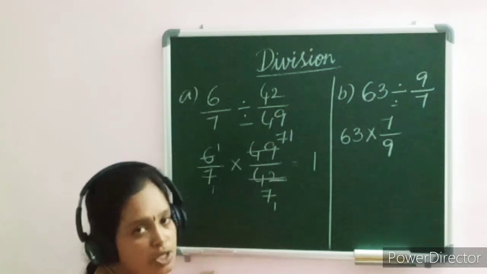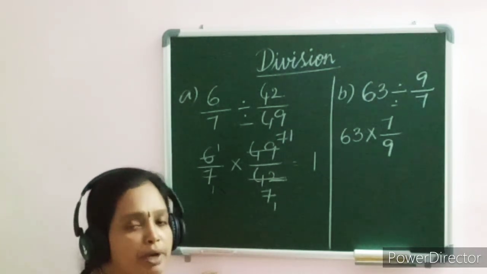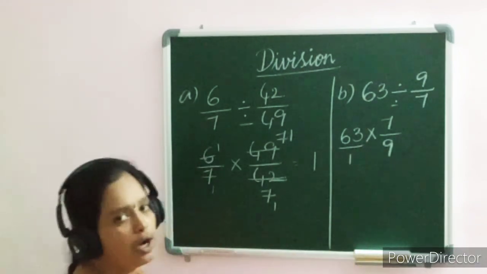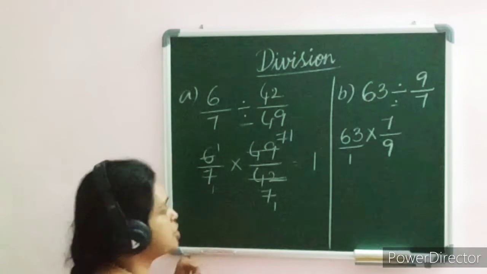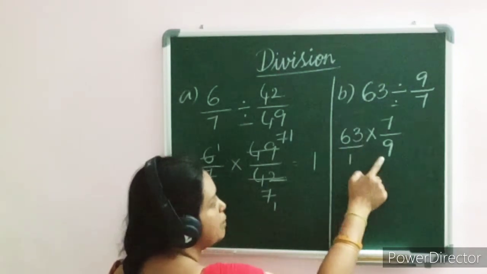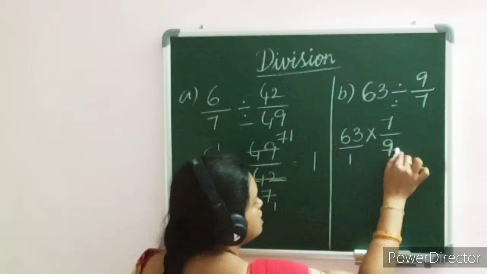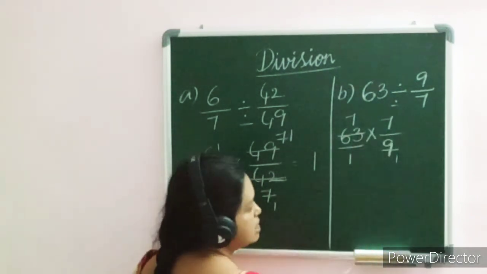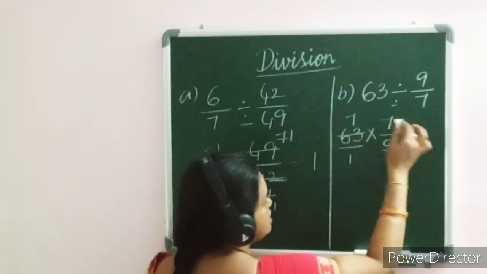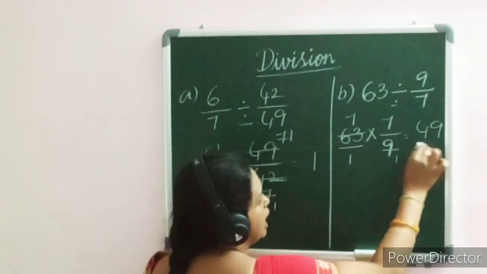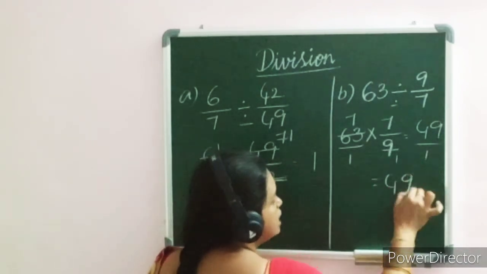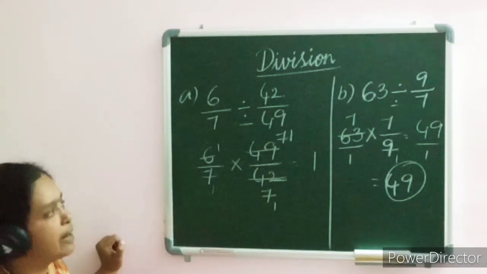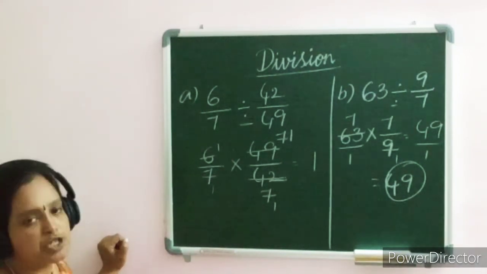This is a whole number, this is a fraction. In earlier sessions we have learned how to convert a whole number into a fraction. So write 1 in the denominator for the whole number. Now it too has become a fraction. Now this numerator and this denominator, I think you can cancel. 9 ones are 9, 9 sevens are 63. Now multiply both the numerators and both the denominators. 7 sevens are 49 by 1. Whether you write 1 or not, its value is going to be 49. This is how you have to divide a whole number by a fraction.